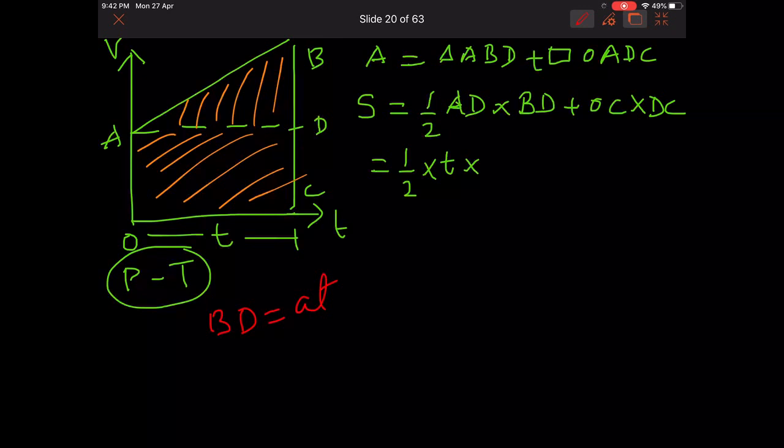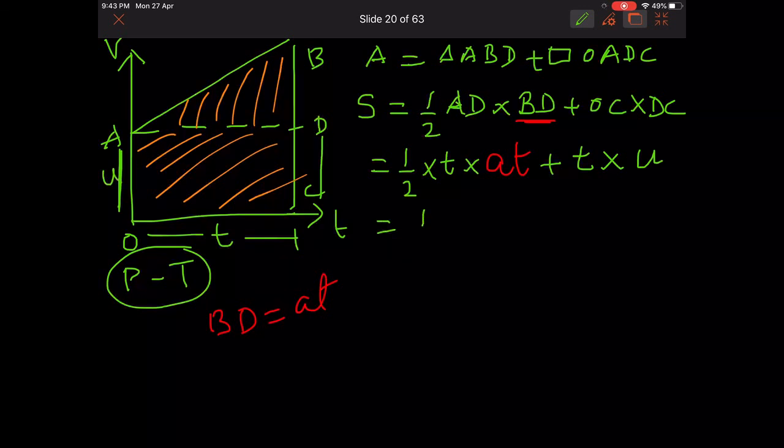So I have to substitute this BD as A into T here. Now coming back to our area of rectangle OC, again what is OC? I can write OC as T into, what is DC? DC is U, because this DC is parallel to this OA, and OA is U, so I can write U.